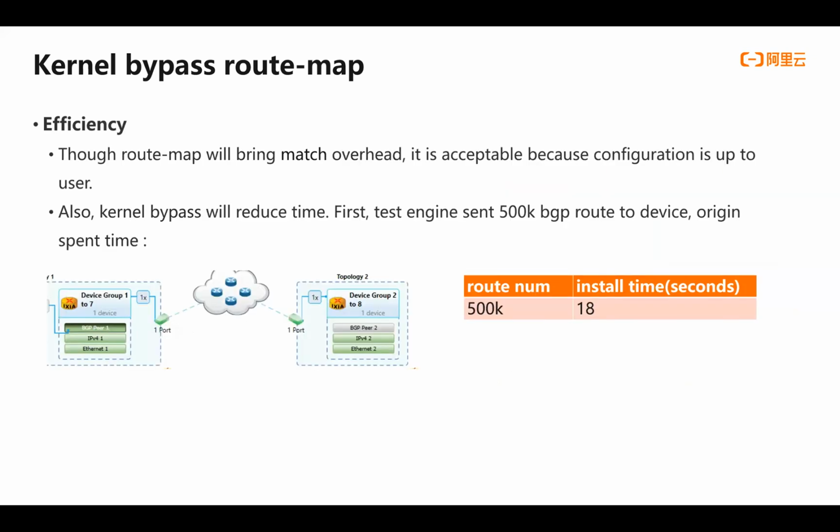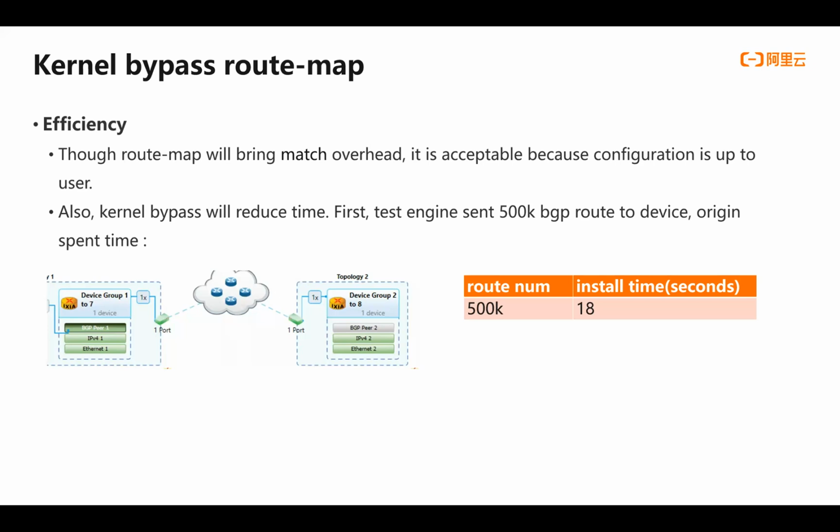So I also tested the efficiency. The route map will bring match overhead, but it is acceptable because it is up to the user whether they want to use it. Also, kernel bypass will reduce a lot of time because it will bypass the route install in the kernel.